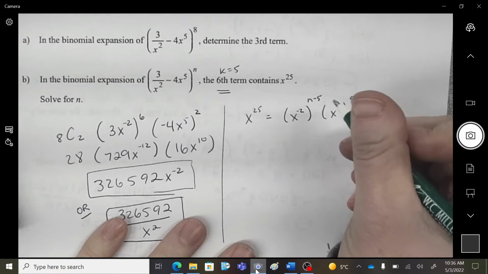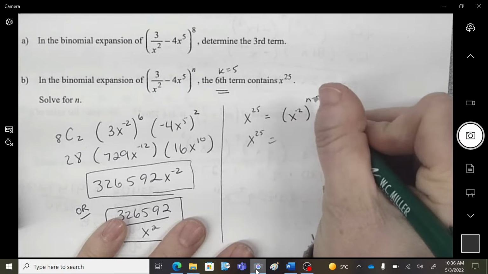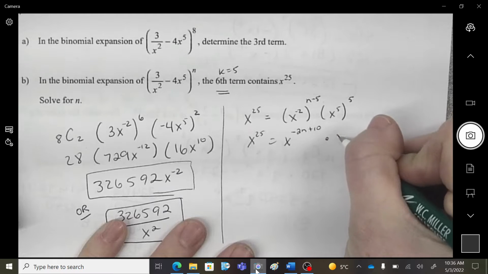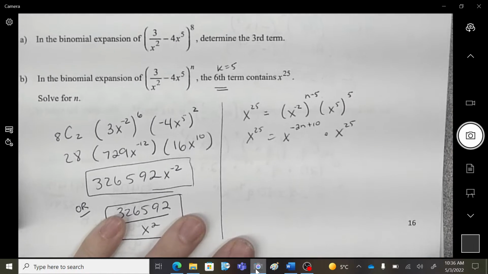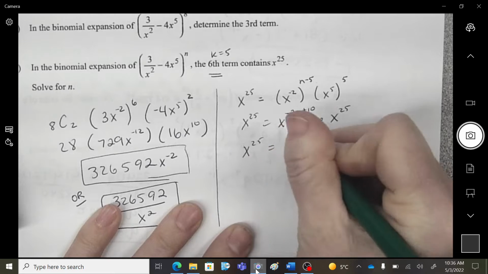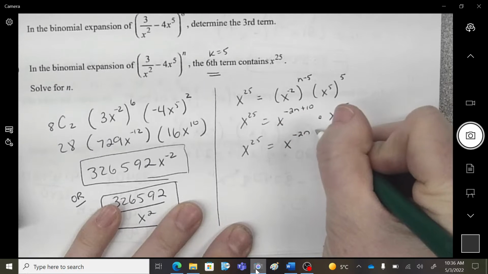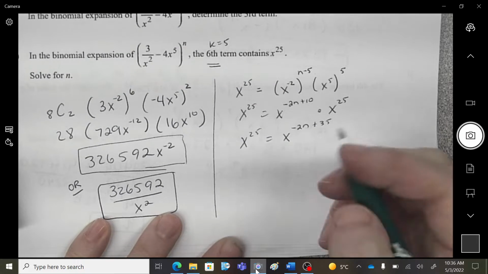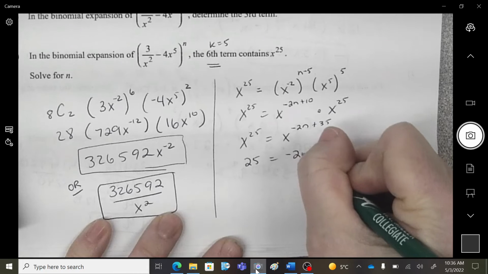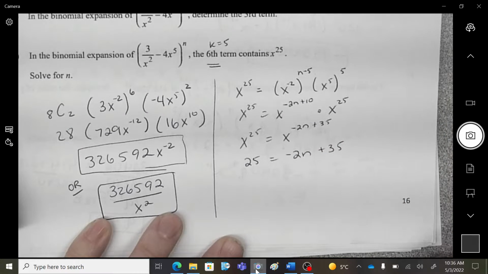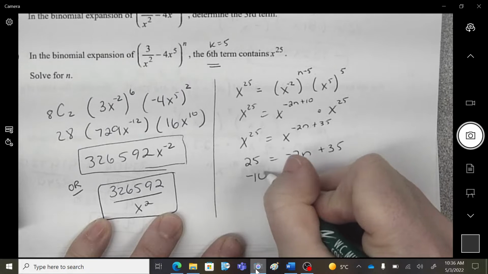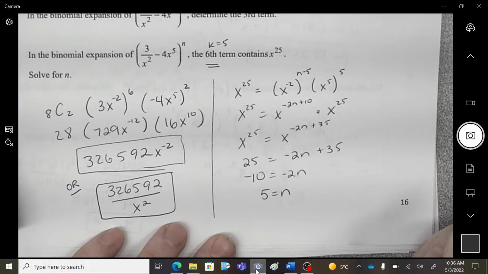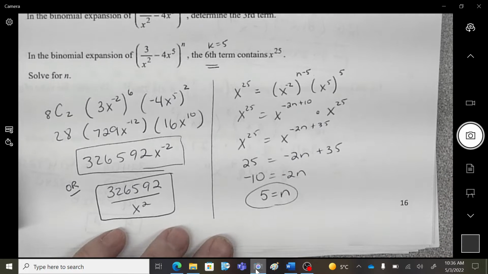Okay, so exponent to an exponent makes negative 2n plus 10. Exponent to an exponent makes 25. Now I'm going to add, so negative 2n plus 35. Now I'm going to conclude if the bases are both x, these values need to equal each other. So I'm going to minus 35 and divide by negative 2, and I get n equal to 5.